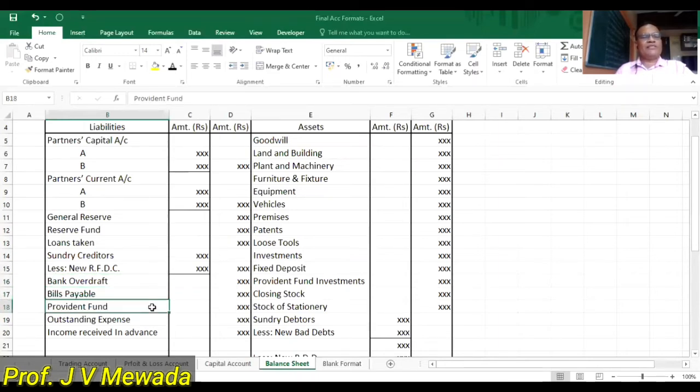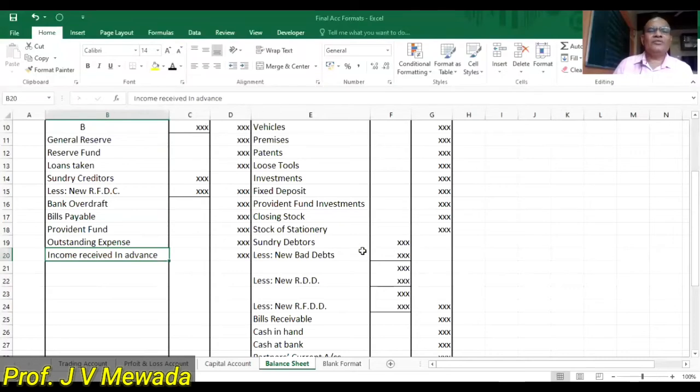Provident fund. Now, as I told you previously, provident fund contribution is a contribution by the employer towards the provident fund. Now, what is provident fund? Provident fund is an amount, a liability which belongs to the employees. So whenever the employee retires, the company or the firm is supposed to make payment in lump sum. So that is known as a provident fund. Then outstanding expenses and incomes received in advance, these are liabilities. Both these items are from the adjustments.